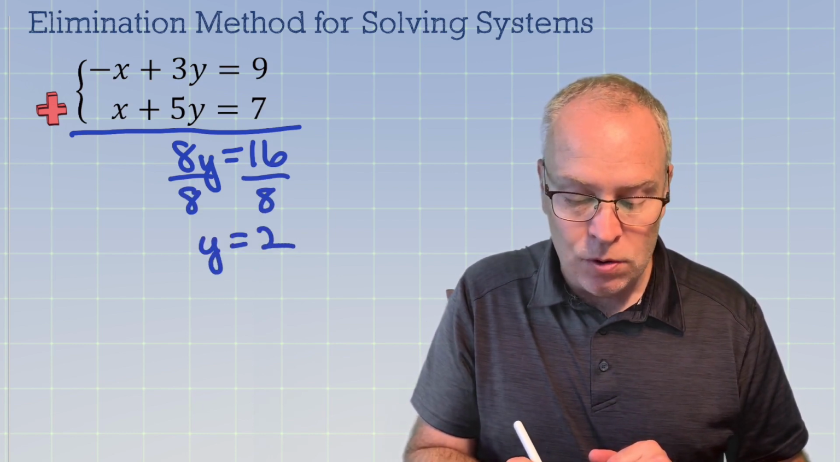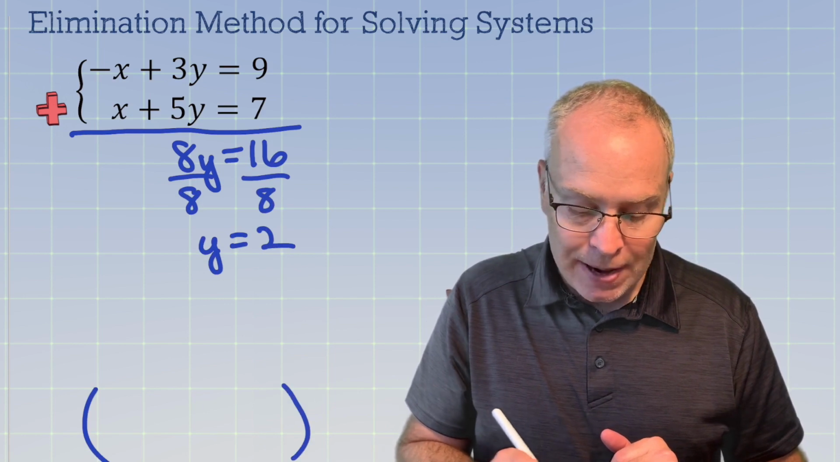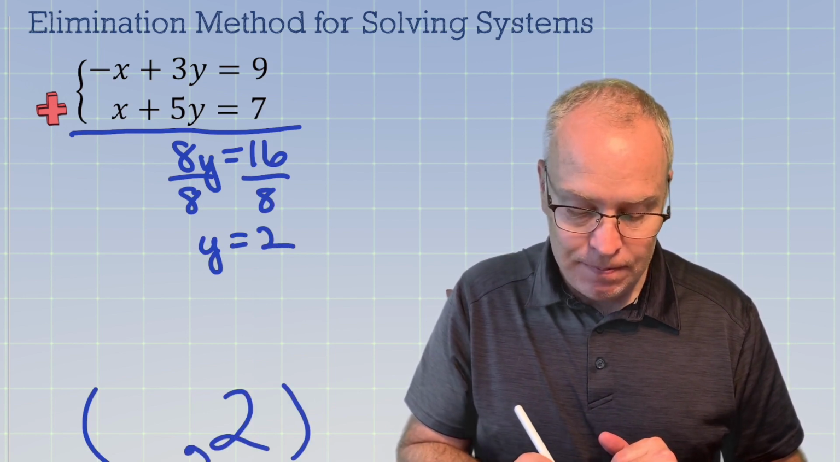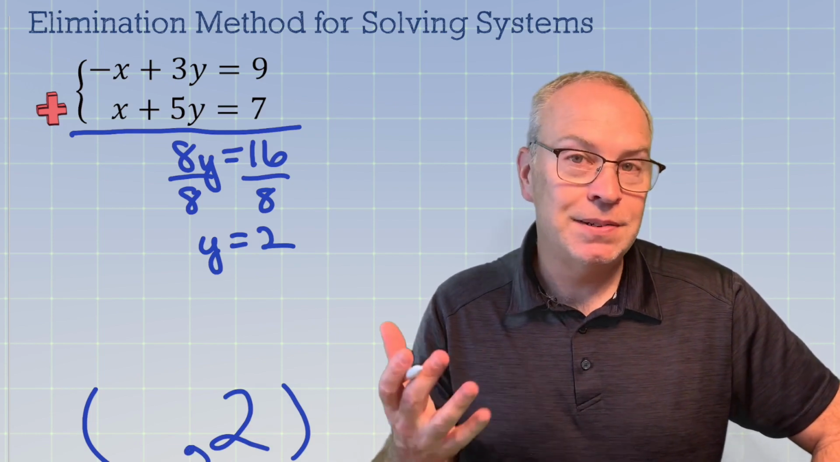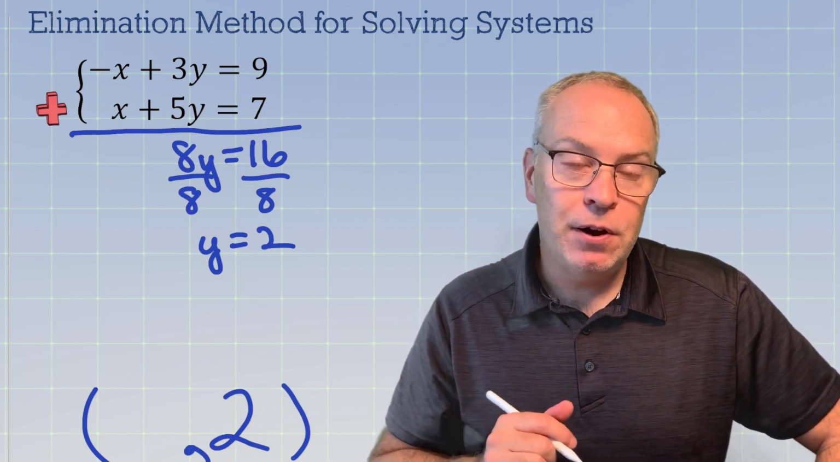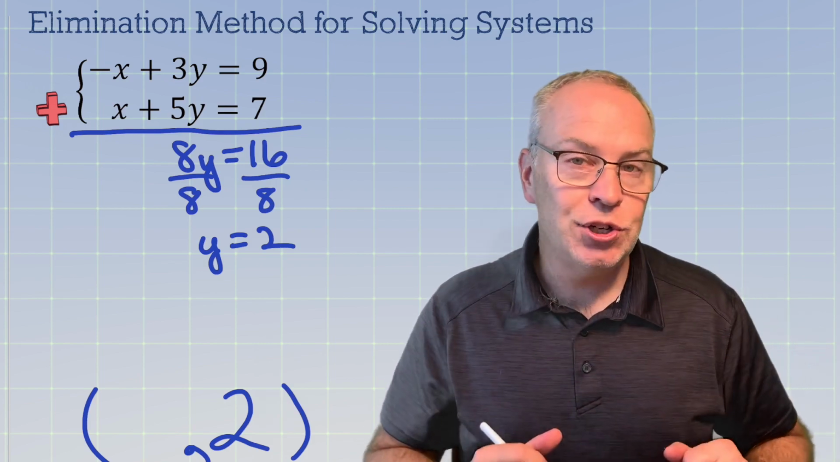We get y equals 2. I'm going to put my answer down here. Now this time, and I did this on purpose, of course, we got y first. Sometimes that happens. Now, do you remember how we figure out the other variable?